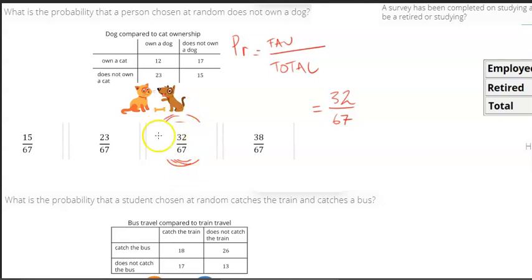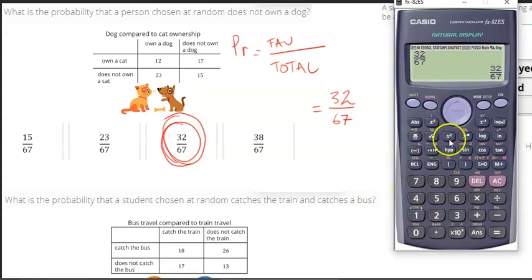I'm trying to circle it, but it's not letting me. There we go. I have to do it just putting it above this layer here. 32 over 67. To put some context, let's just times this by 100. This is approximately 47.76%. So approximately 47%, or 48, I'll round up, 48% of people do not own a dog from this total amount here.